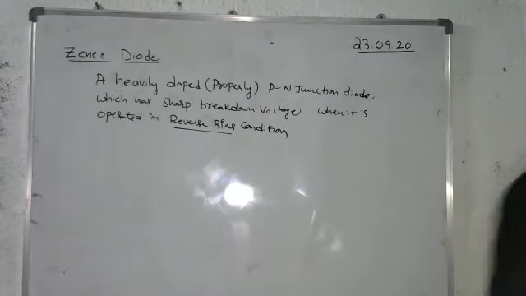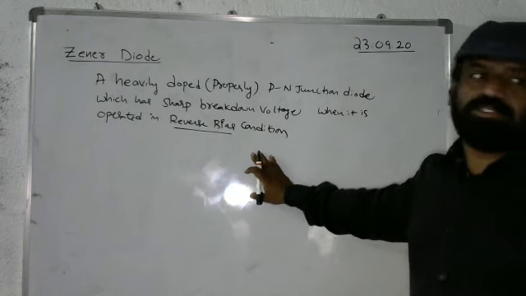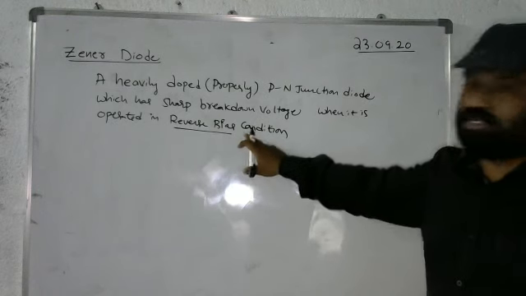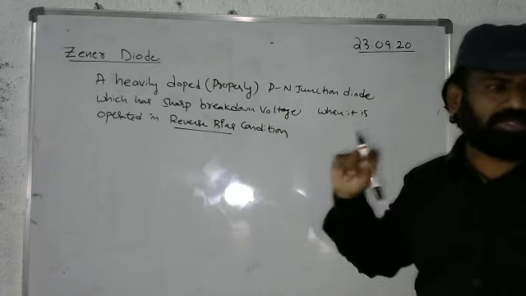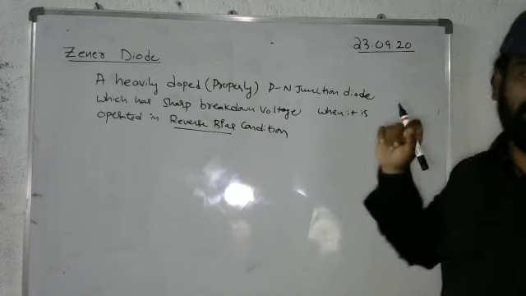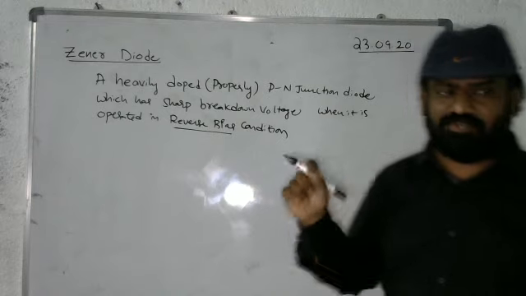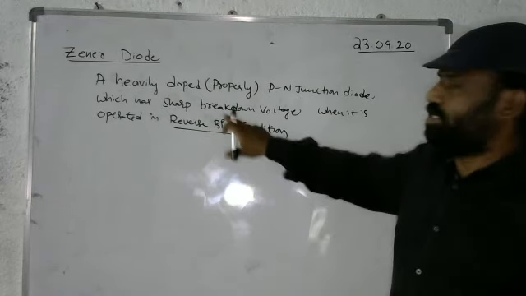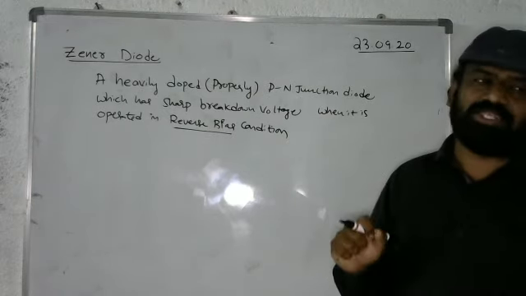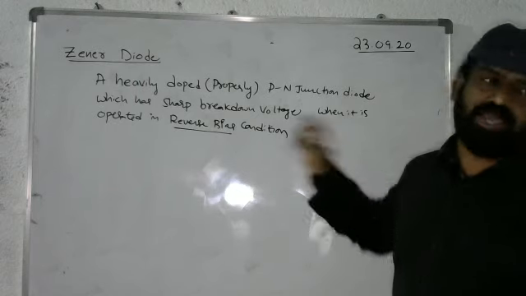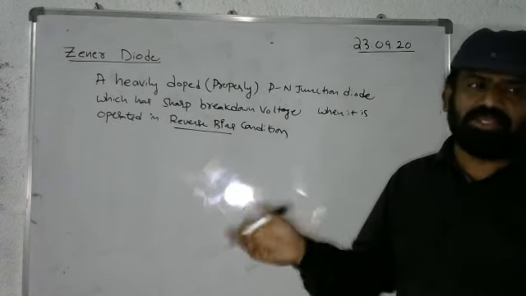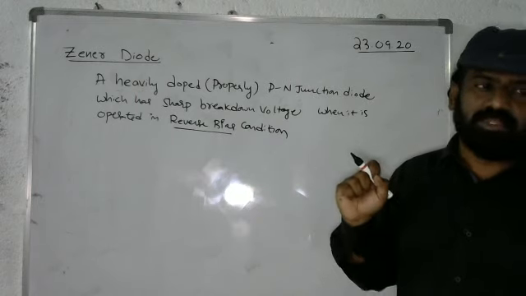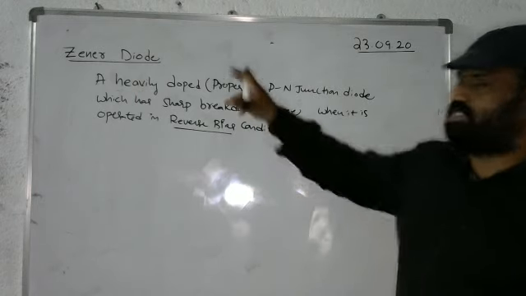A Zener diode is always connected in reverse bias. It also works in forward bias, but in forward bias working we use the PN junction diode. For reverse bias working we use the Zener diode. A Zener diode is always connected in circuits in reverse bias. That's a very important point. For this reverse bias condition we are using this Zener diode.